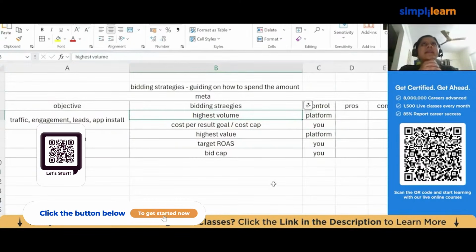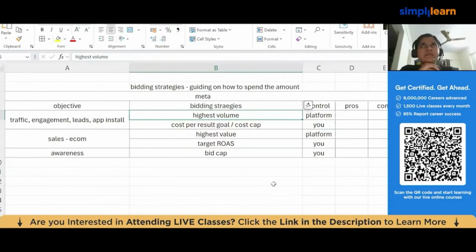Let me give an example. Let's talk about Simplilearn right now. Simplilearn wants people who are interested in this particular program to share their details. After seeing the ad, people should go to the website and give their details on the platform, so the sales team can call them, basically for lead generation.